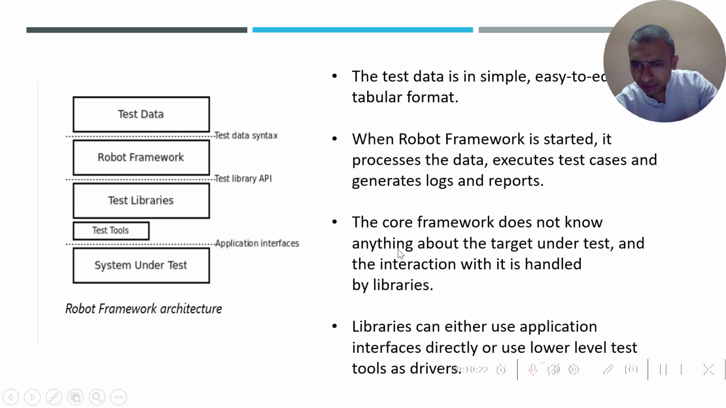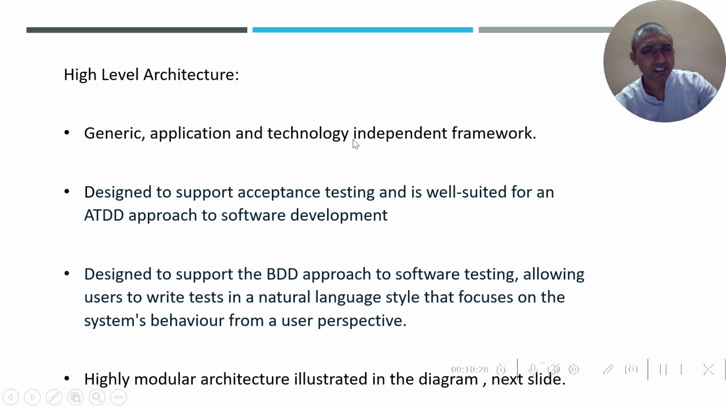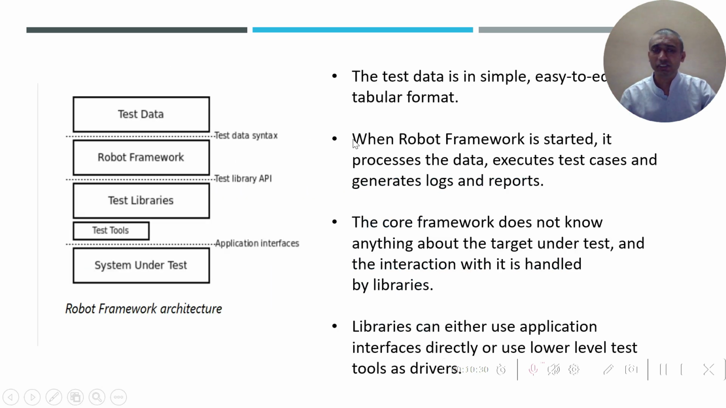The core framework does not know, third point, anything about the target and the test, and that is why we say application and technology independent framework. That means it's very easy to plug and play, plug and run the automation. Remove the system under test and bring in something else at very high speed. So the development life cycle is very fast here.